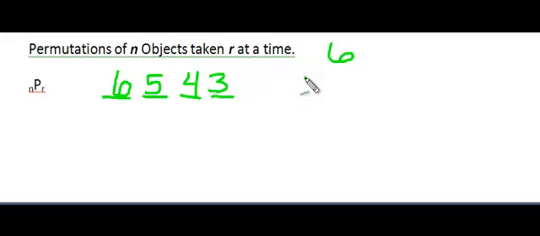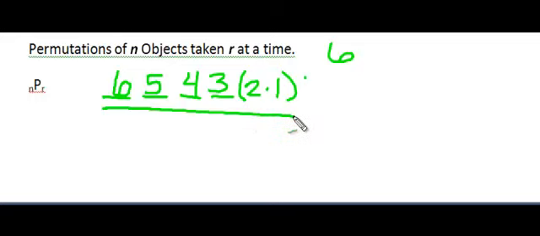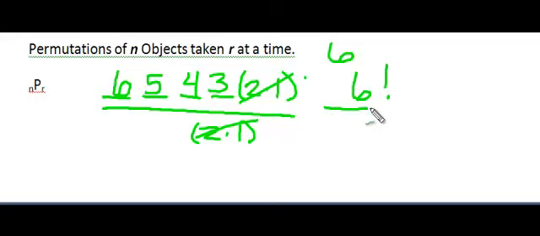So if we have our 6 factorial, we have our 2 and our 1 left over. So one way we can calculate this is to take 6 factorial and divide it by 2 times 1. So those will cancel out. So what we have is 6 factorial divided by 6, the number of objects, minus the number of slots, factorial.